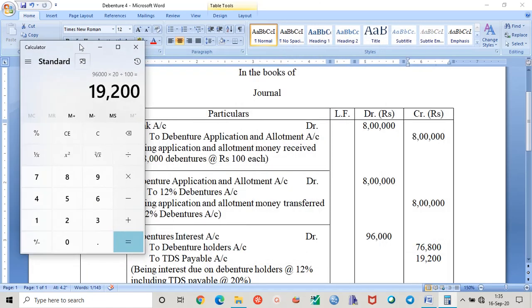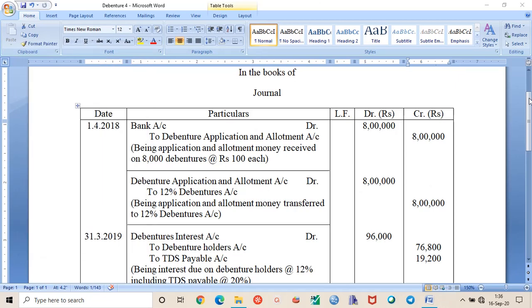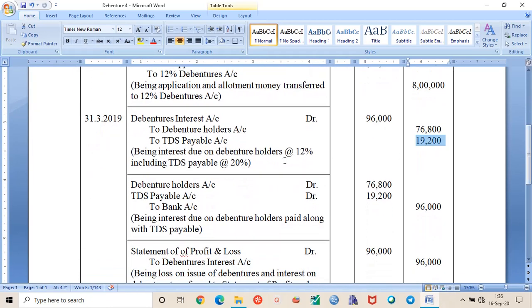So you can see here, the interest due on debentures was 96,000, out of which 19,200 is your TDS payable, and ultimately after deducting the tax, the debenture holders will get 76,800 as interest on debentures, after deduction of tax. So this is your entry for that. You can use the calculator also. Now this is your first entry for interest on debentures due.